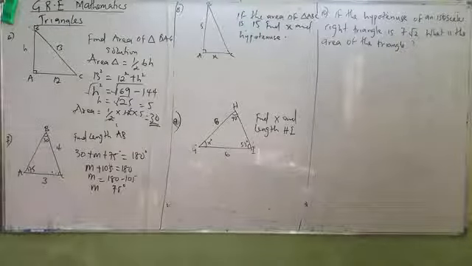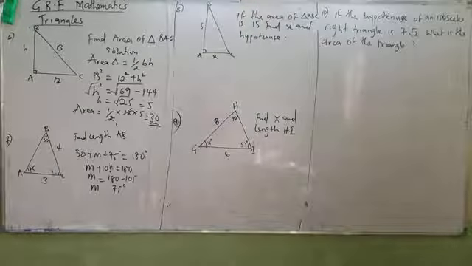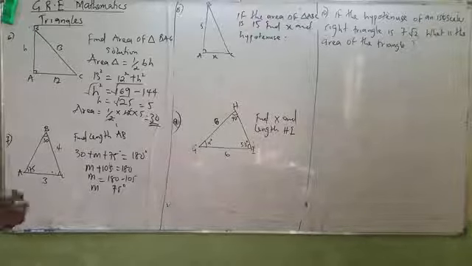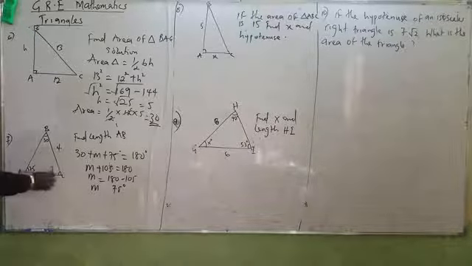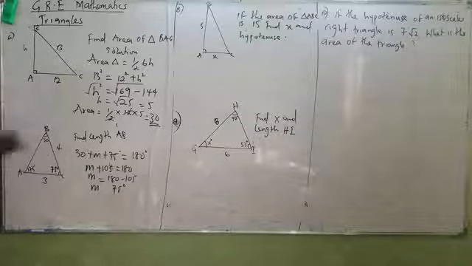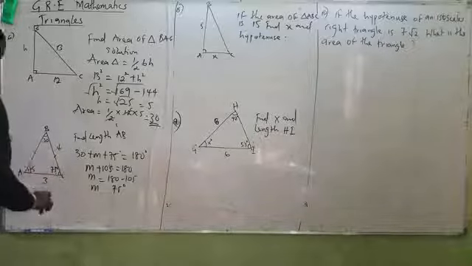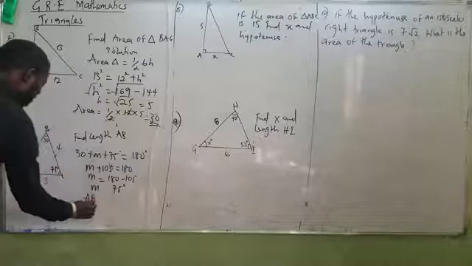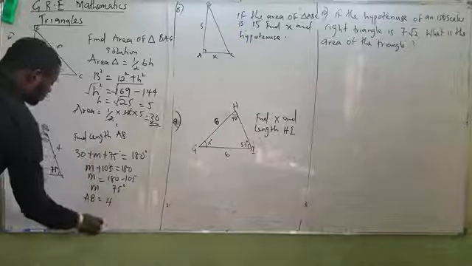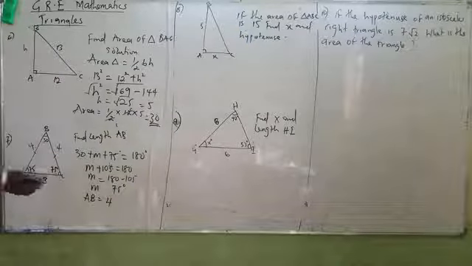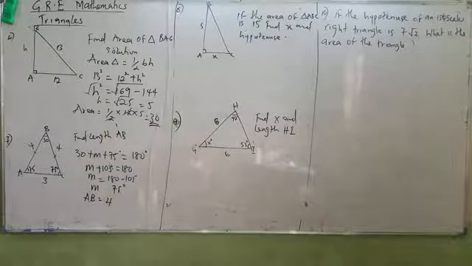Since I have that, at 75 degrees, it means I can now say that this is an isosceles triangle. Since it's an isosceles triangle, this is 75, and here will also be 75. It means my AB will be equal to 4 also. Here will be 4. That is my answer.